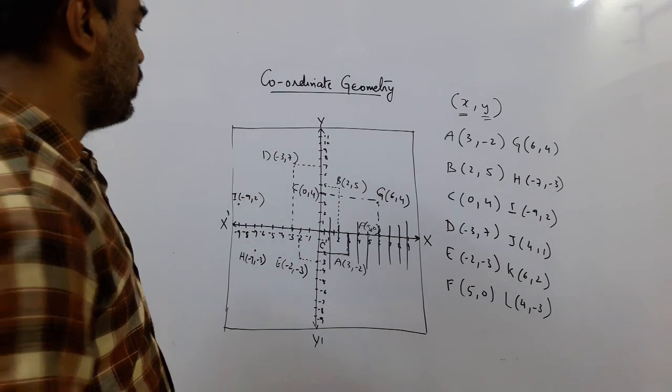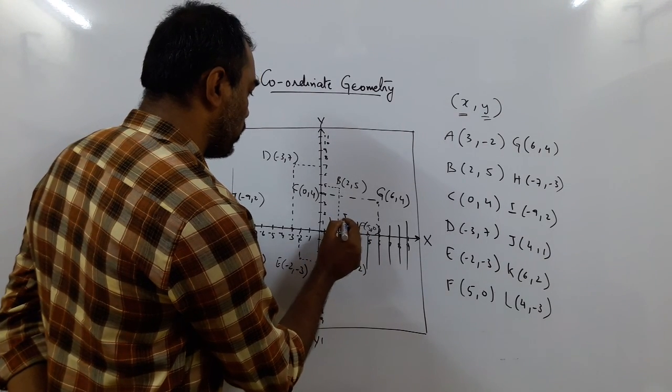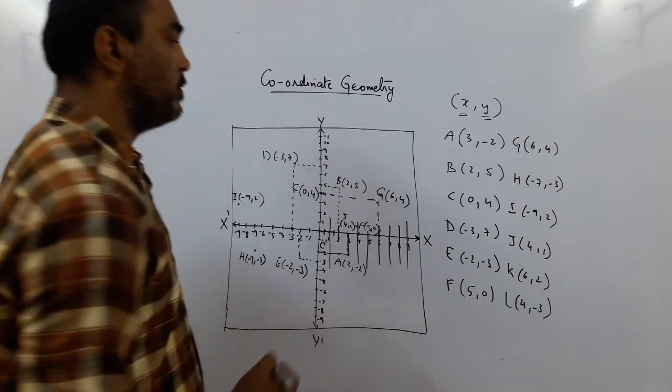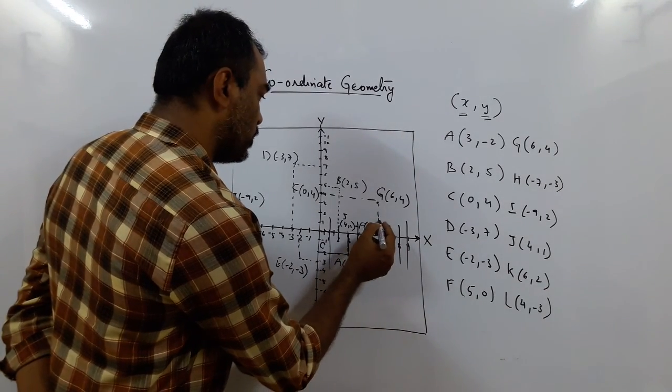Then J is 4, 1. So 1, 2, 3, 4 and 1. This is our point J, 4, 1. K is 6, 2. So positive 6, positive 2.